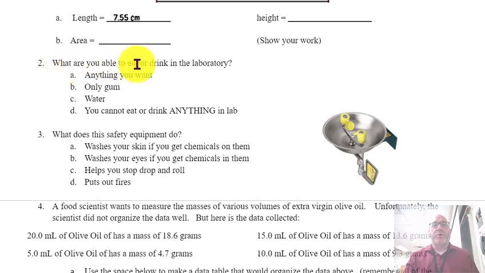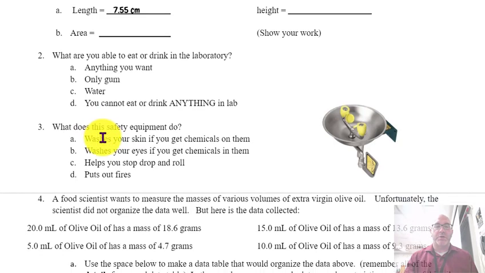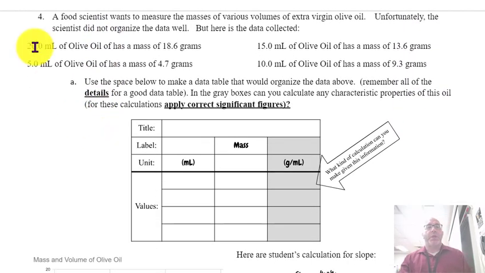Question 2, what are you able to drink or eat in the laboratory? Pick the best answer. 3, what does this piece of safety equipment do? The picture here. Flip it over. A food scientist wants to measure the masses of various volumes of virgin olive oil. Unfortunately, the scientist didn't organize the data very well, but here's the data that was collected.